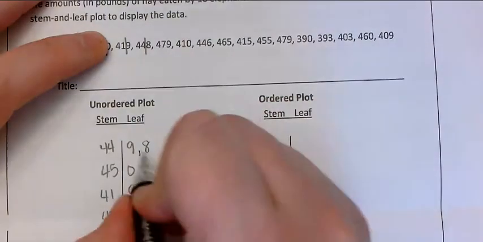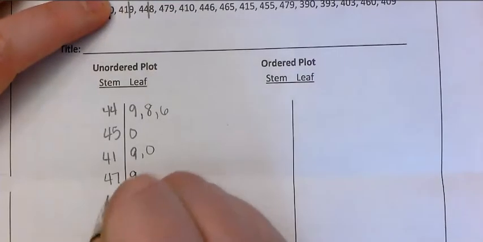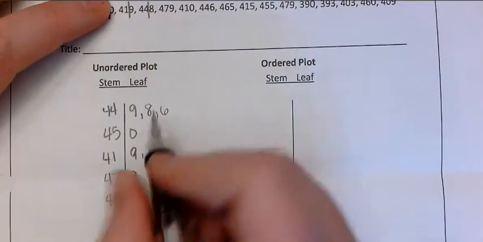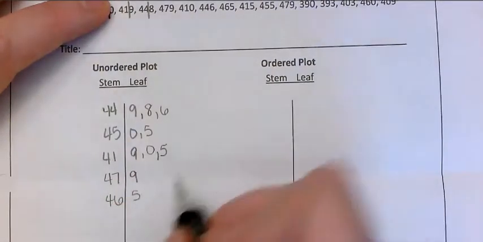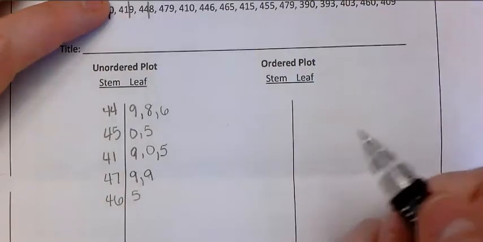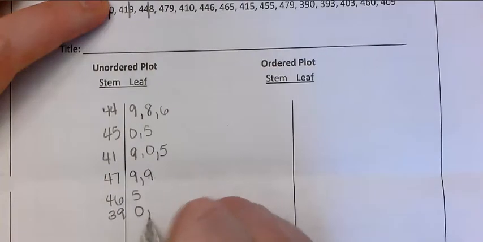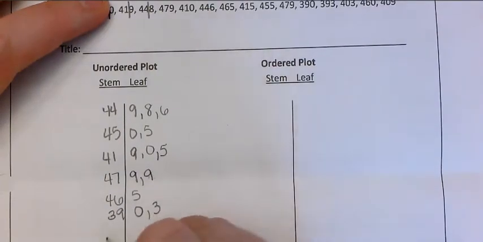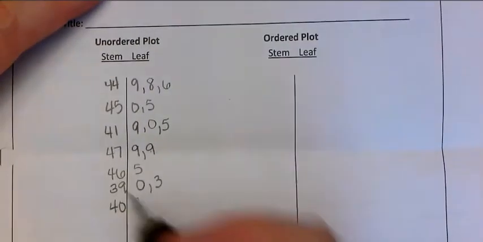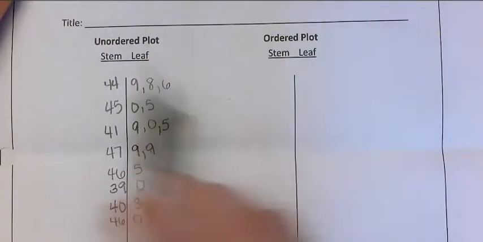479, I have a 410, so 41 comma 0. 446, I have a 465, so I'm going to move this up here. I have a 415, 4555, 479. I have to account for it again because each one of these is the number of times that 479 occurs in the data. I have a 390, a 393, a 403, a 460, and a 409. So these are 16 data points up here.